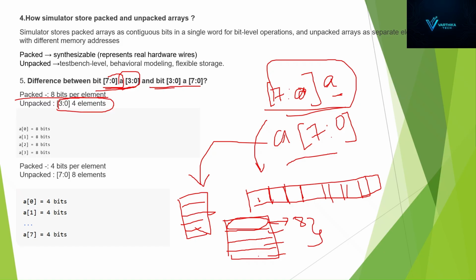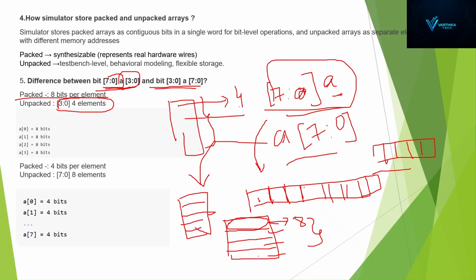Another example is bit [3:0] a[7:0]. Here the packed bits are 4 bits, whereas in the previous example we used 8 bits. Here the packed bits will be 4: 1, 2, 3, 4. And the unpacked range is 7 down to 0, which means in total we will have 8 indices, and each of them will have 4 bits. So this is the representation of bit [7:0] a[3:0] and bit [3:0] a[7:0].